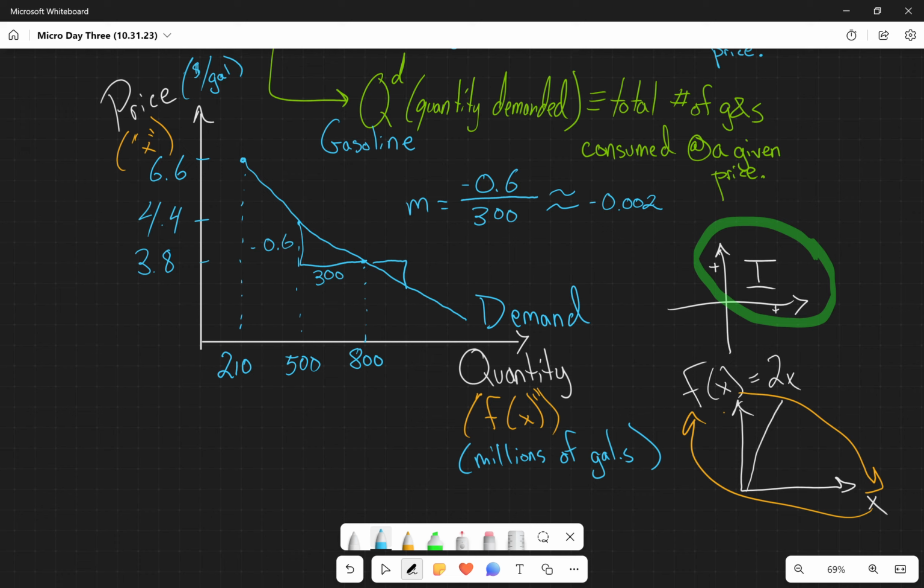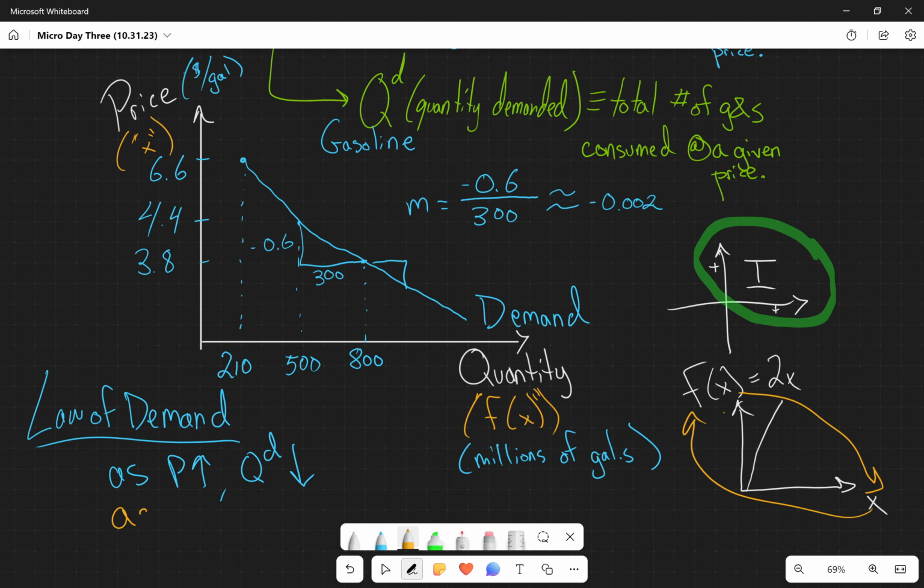So demand always has to have a negative slope, because why? There is this thing called the law of demand that states that as prices increase, quantity demanded will decrease. The flip side of the law of demand, or the other part of it, is as the prices decrease, the quantity demanded increases. As things get cheaper, everything else constant, right?